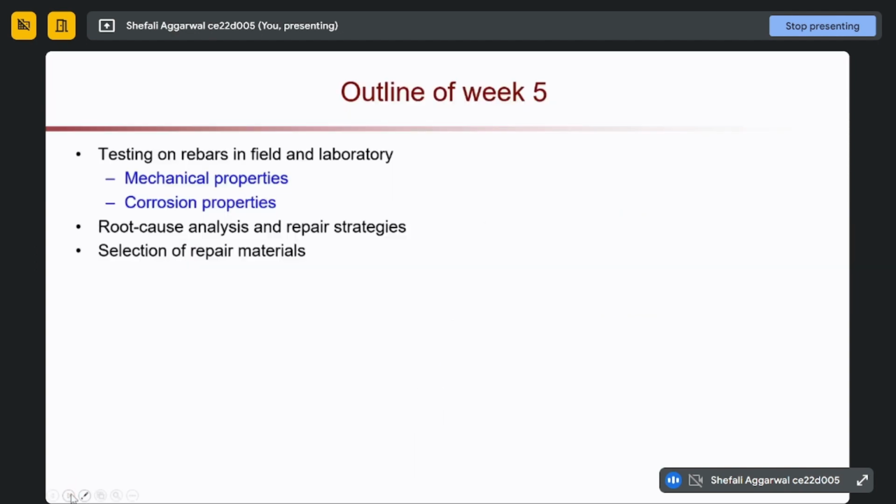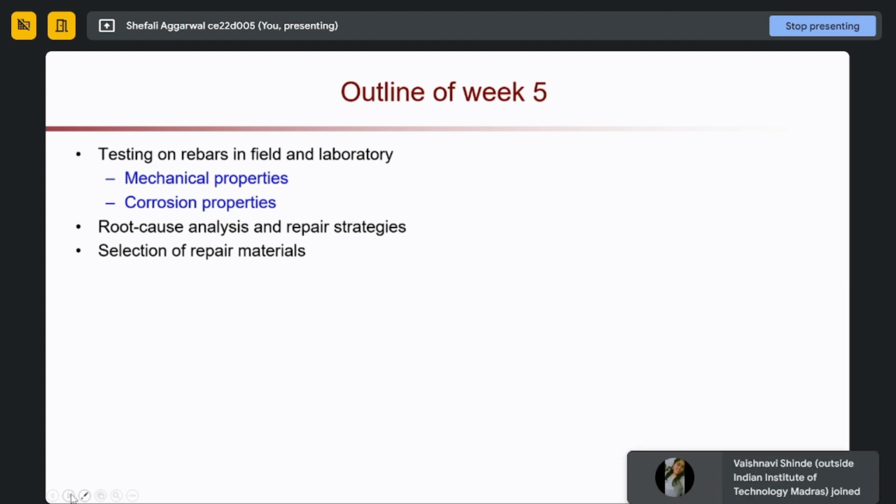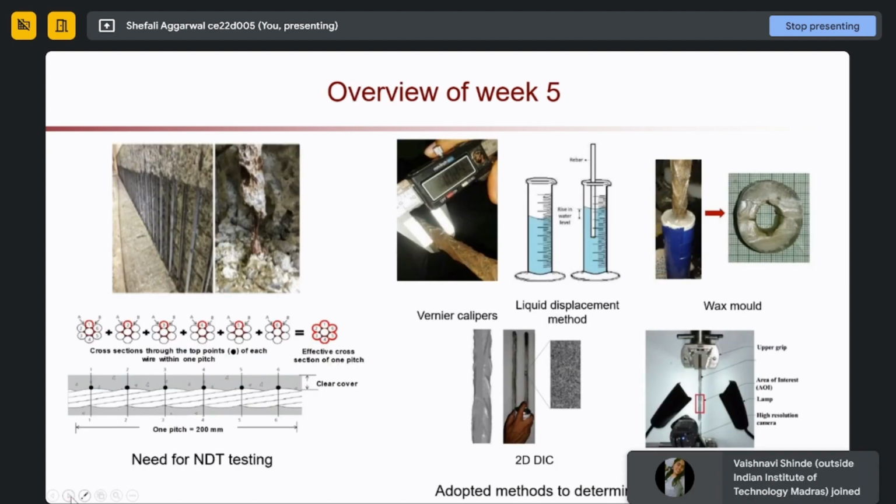Whatever you have studied this week, first you might have completed the module on condition assessment of concrete structures, studying about the testing of rebars in field and lab. Secondly, you might have studied the next module on root cause analysis, repair strategy, and how to do selection of repair materials.